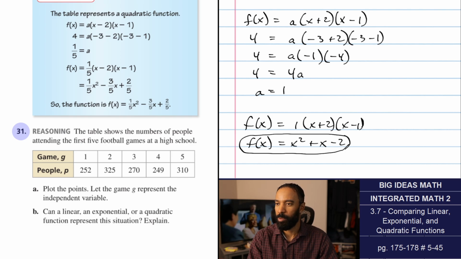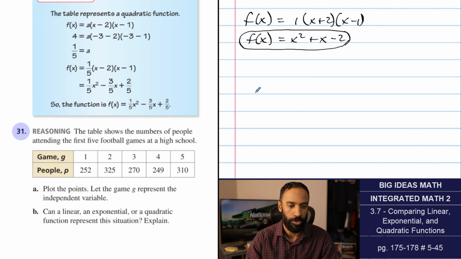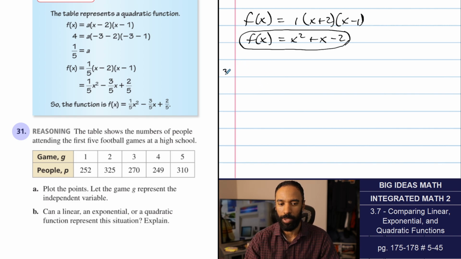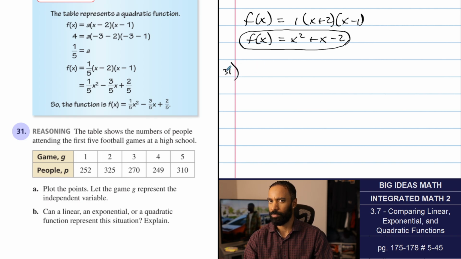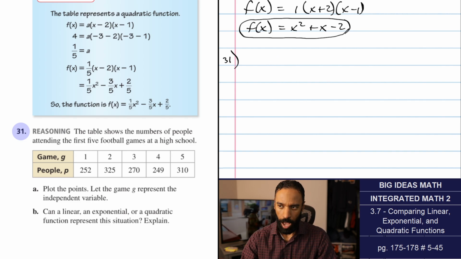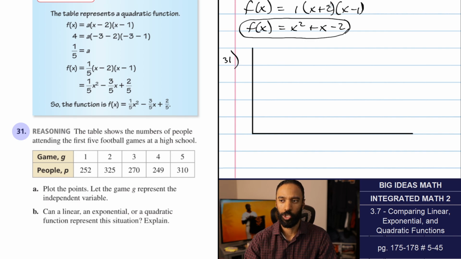Number 31, bottom of the page. The table shows the number of people attending the first 5 football games at a high school. The crowd's increasing. Oh, no, they go up, they go down. They change a little bit, and they go back up again. That's okay. Plot the points. Let the game G represent the independent variable. Because the scale is so bad, I'm just going to makeshift it. It's all first quadrant stuff.